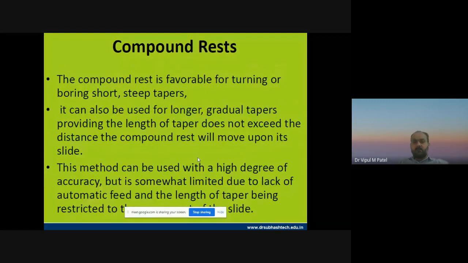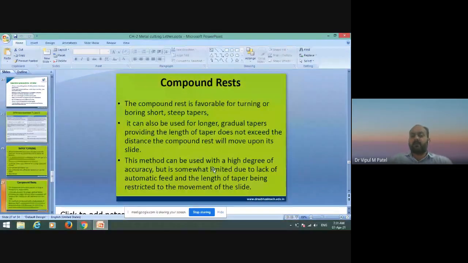If we are discussing the compound rest, in general purpose we use a compound rest for the taper turning operation. The compound rest is favorable for turning or boring short or steep tapers. It can also be used for longer gradual tapers, provided the length of the taper does not exceed the distance the compound rest will move on its slide. This method can be used with a high degree of accuracy, but is somewhat limited due to the lack of automatic feed and the length of the taper being restricted to the movement of the slide.